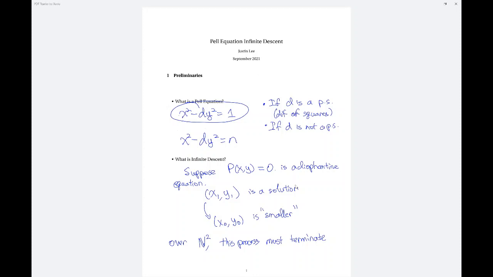And briefly, to explain why: for certain n, we're not going to have a solution, because if you take this equation mod d, then it follows that x squared is congruent to n mod d. And if you know a bit about quadratic reciprocity, this means that, depending on d, some residues mod d are going to be congruent to a square mod d, and some are not. So this requires n to be congruent to a perfect square mod d.